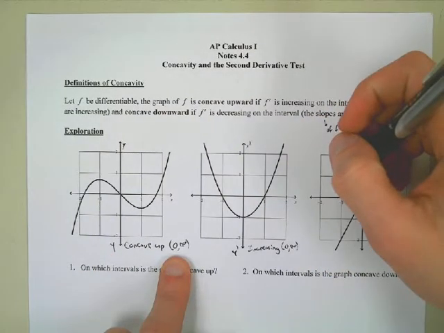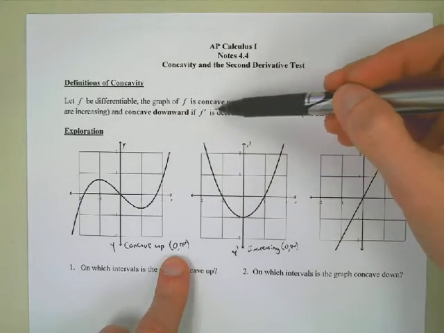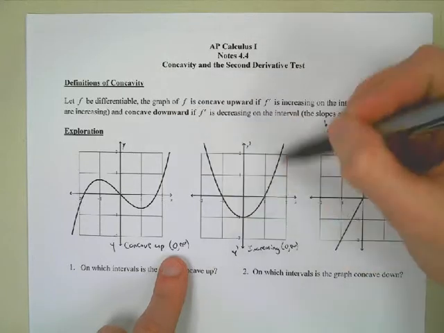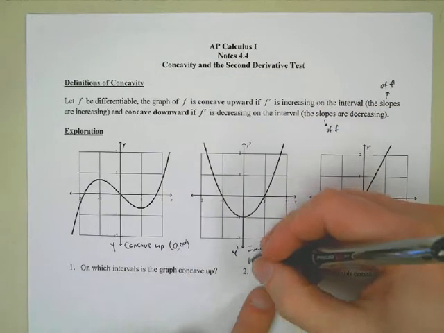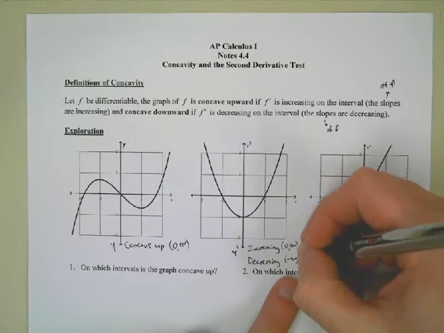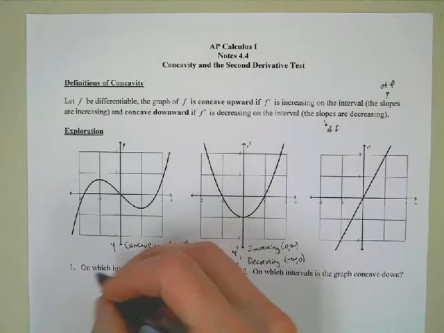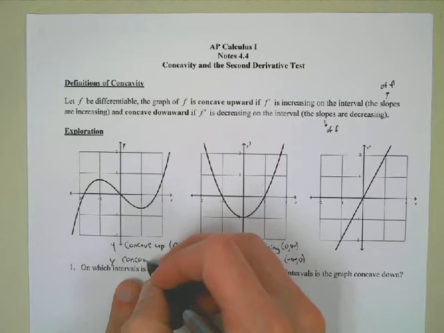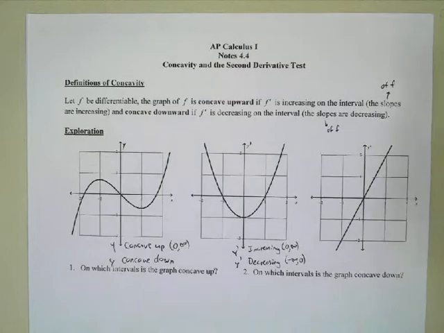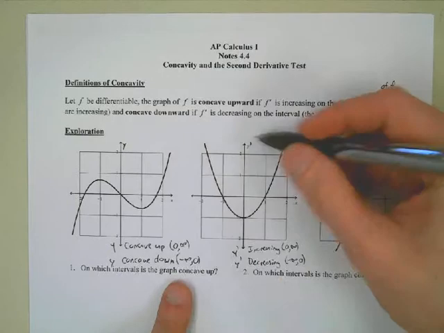Okay, the function is concave down if f prime is decreasing on an interval. Well, let's look at our y prime here. Where is y prime decreasing, for what interval? Negative infinity to 0, right? So y prime is decreasing on that interval. So therefore, y is concave down, and again, you can say concave down instead of concave downward. Concave down for what interval then? Negative infinity to 0, right? If y prime is decreasing on that interval, then y will be concave down on that interval.